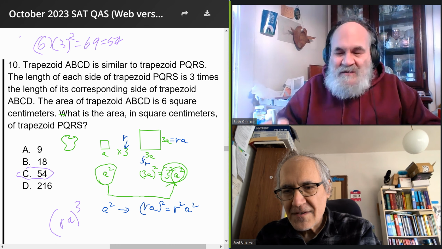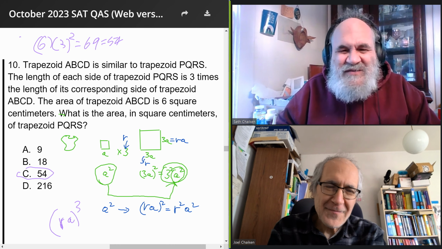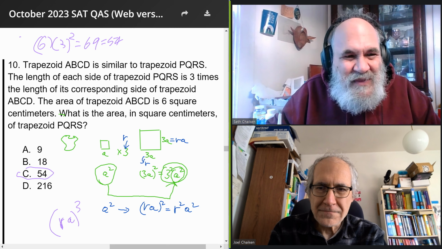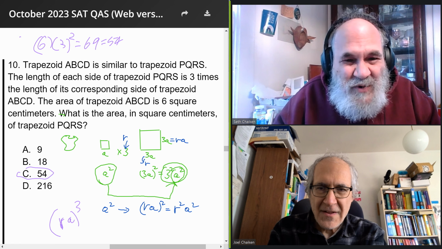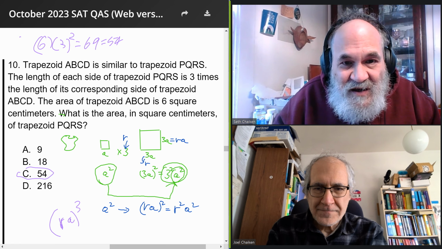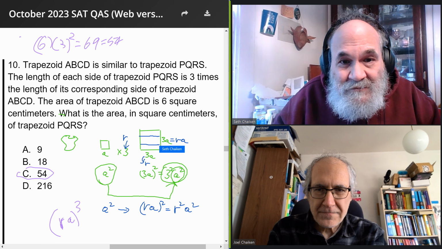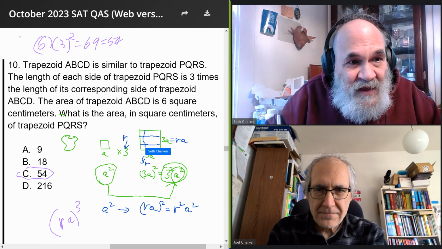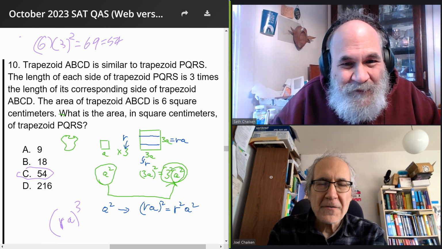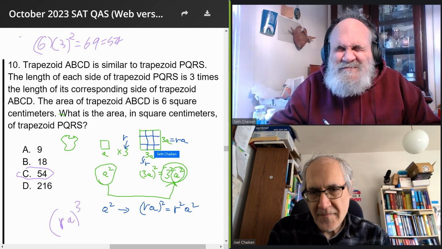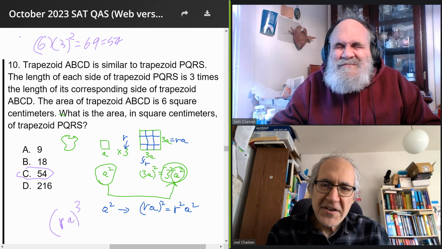Now, so let's move on, okay? The reason, at least for an integer, why this rule is true is that the 3 by 3 square is composed of 3 times 3, 9 little squares. Okay, we're more than done.